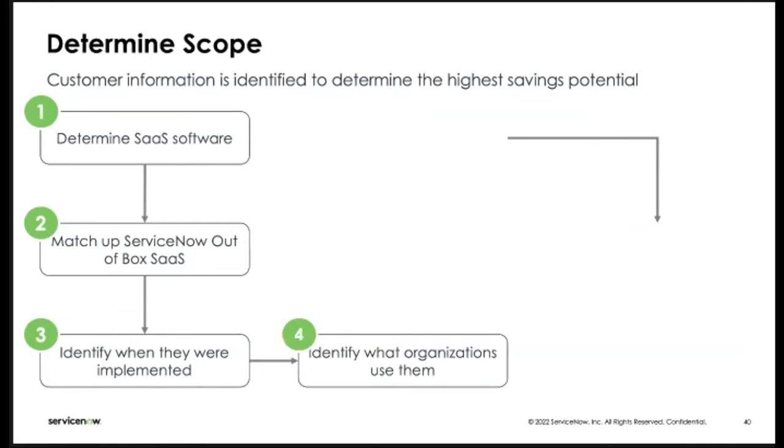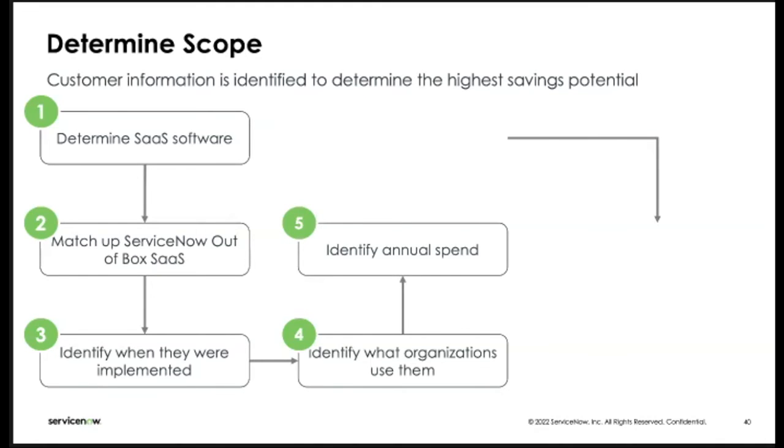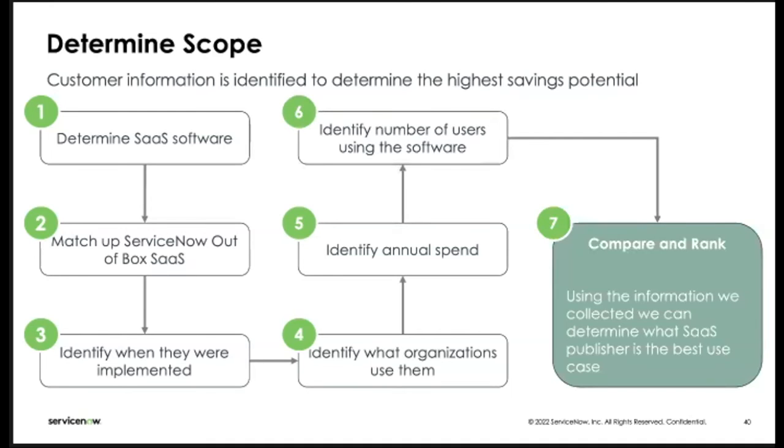Do multiple organizations use this software? Different orgs might have different SaaS portals, making it difficult to see how much you own and use as a whole. How much do these SaaS products cost? Higher cost means higher potential savings. And how many users do we expect to be using the software? Higher users means higher potential savings. With all this information, we can definitely make an informed decision in prioritization.